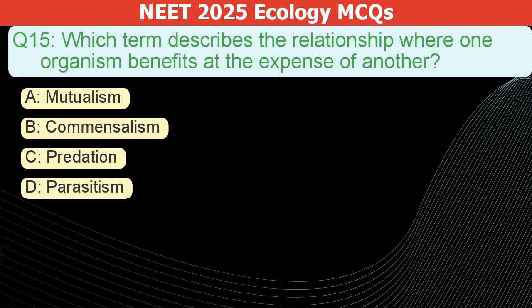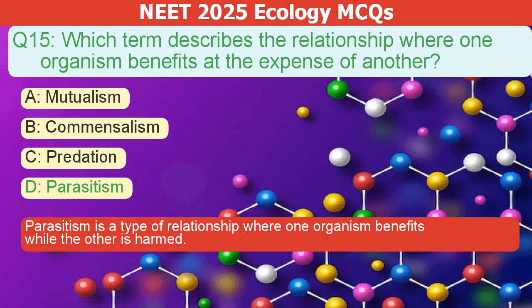Which term describes the relationship where one organism benefits at the expense of another? A. Mutualism. B. Commensalism. C. Predation. D. Parasitism. The correct answer is D. Parasitism is a type of relationship where one organism benefits while the other is harmed.